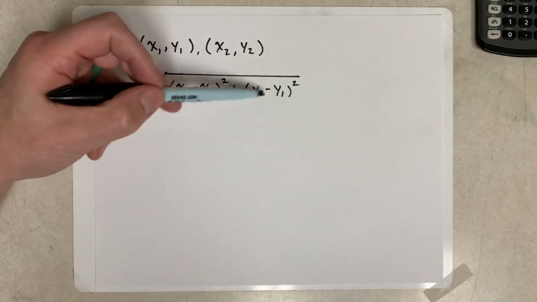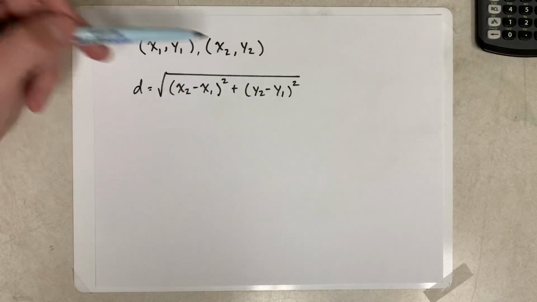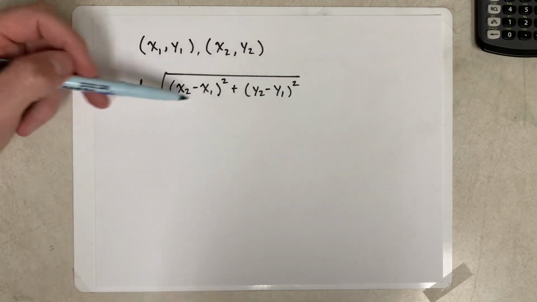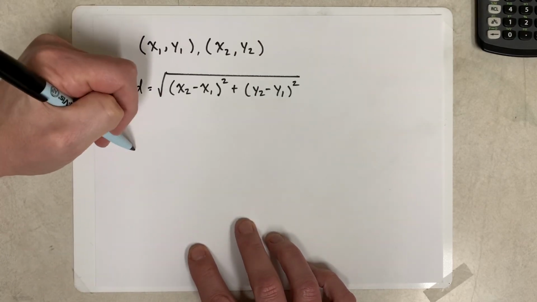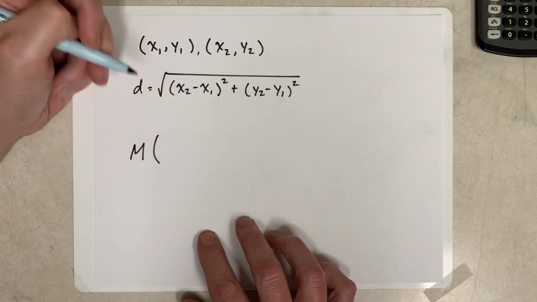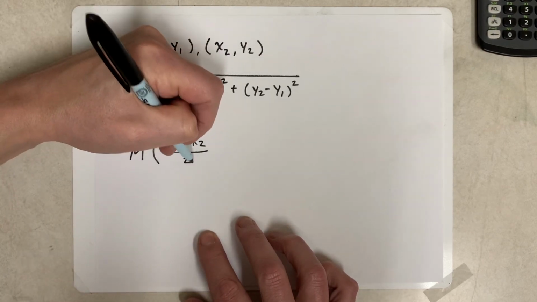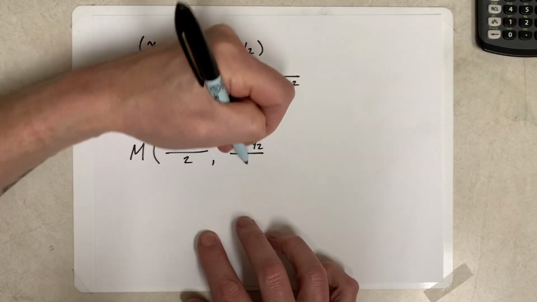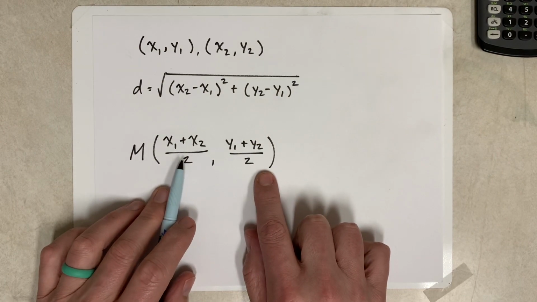So this subtraction part shows the left-right movement and the y's show the up-down movement. However, if you have the 2 points, you can clearly find the distance no problem because this formula is pretty easy to use. Now the midpoint formula is an ordered pair for the midpoint, and that is the average of the x's, so x1 plus x2 divided by 2, comma, the average of the y's, y1 plus y2 over 2. So if you average the x's and the y's, then you will get the midpoint of the line segment.